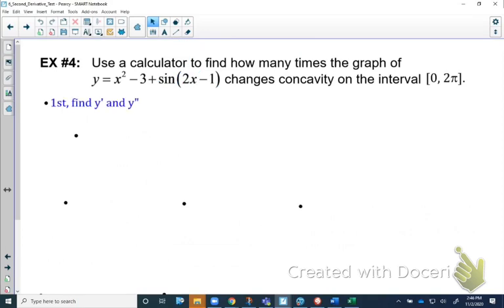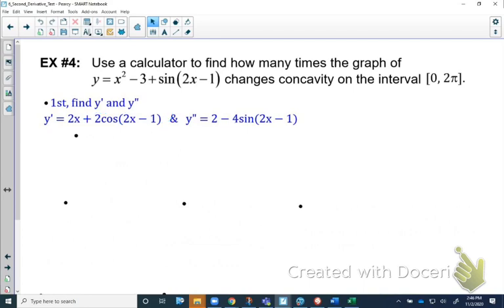So this is what we have. We need to find the first and second derivatives. So that's what I have here for you, the first and second derivatives. And again, we're going to use the chain rule at this point. The derivative of the whole thing is going to be negative 2 sine of 2x minus 1, and the derivative of the inside is going to be 2, which multiplies with the 2 that's already there, hence the 4 that we have at that point.